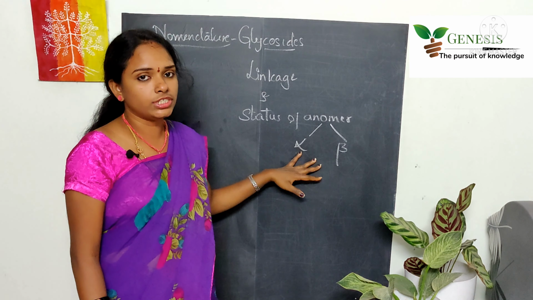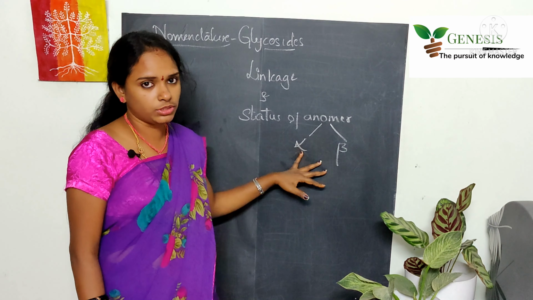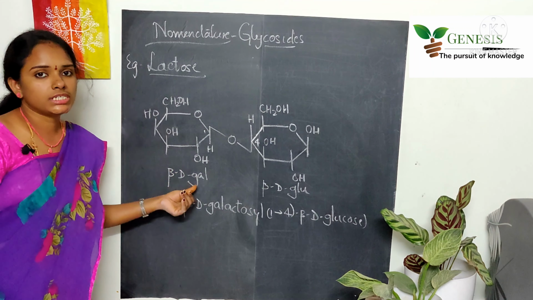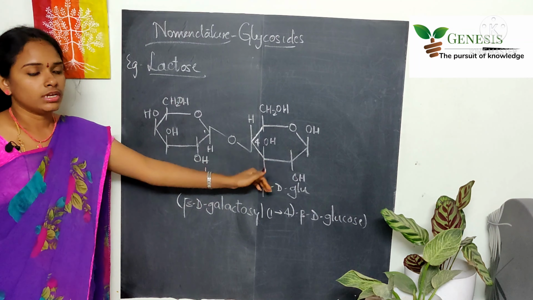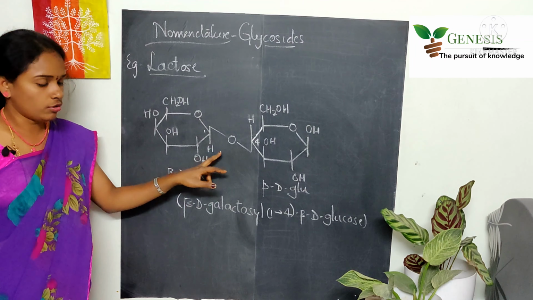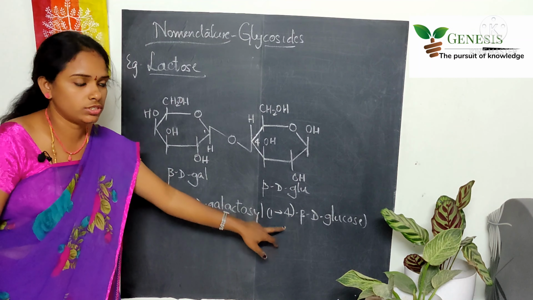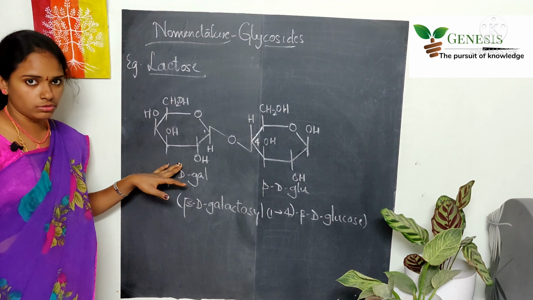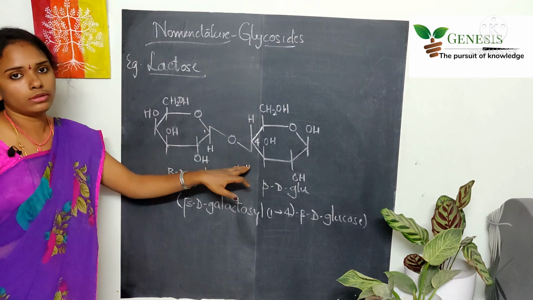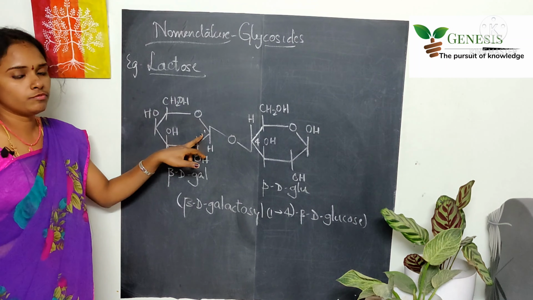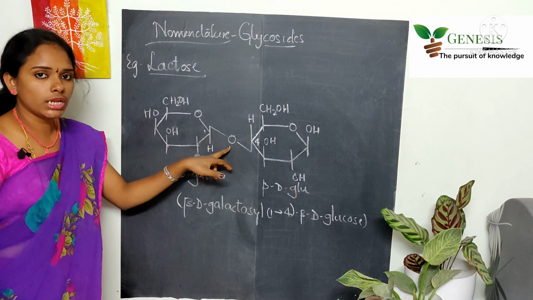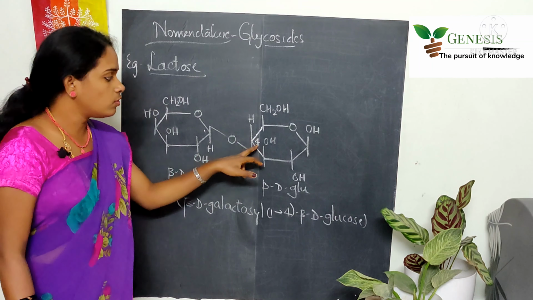Let's understand this with an example, lactose. Lactose is a disaccharide containing two monosaccharide units, beta-D-galactose and beta-D-glucose. These two monosaccharide units are linked with a glycosidic bond. That linkage is a 1,4 linkage. So this is beta-D-galactose and this is beta-D-glucose. The first carbon of beta-D-galactose forms an O-linked glycosidic bond with the fourth carbon of beta-D-glucose.